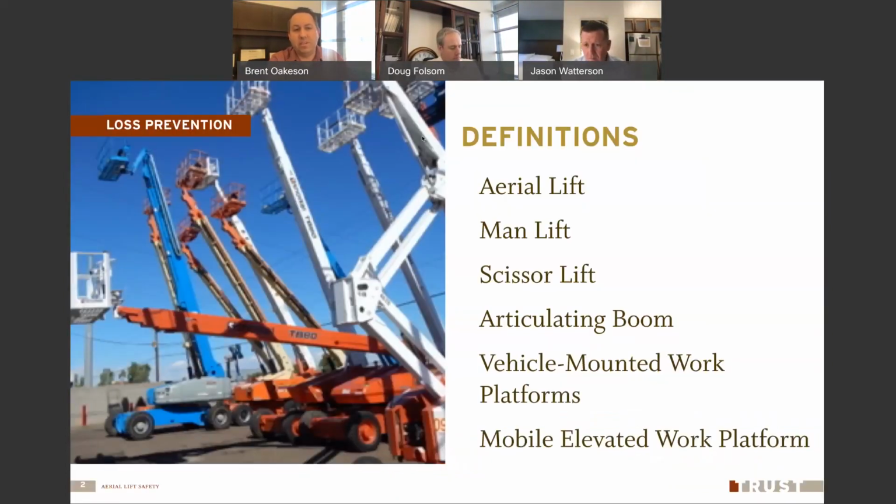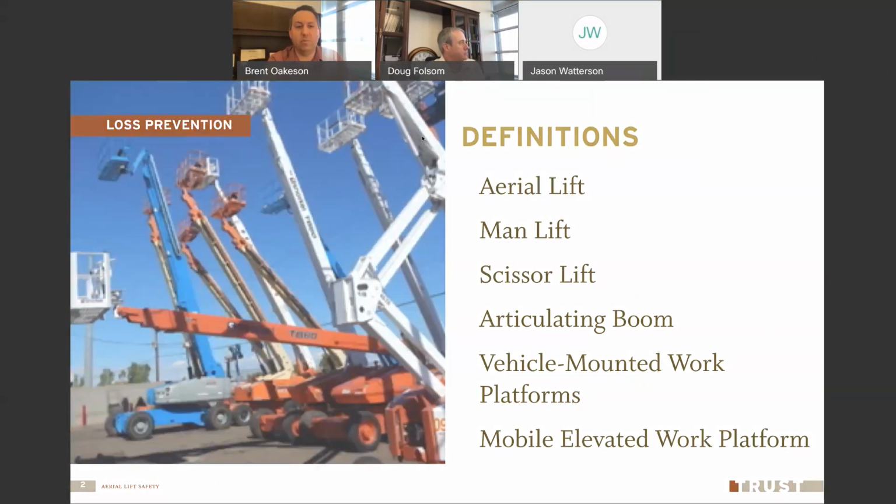There's lots of different types, and you can see in the picture there's many different models, there's different manufacturers. There's different uses of these types of lifts, and so we want to talk about those in general, the different types that are out there. So you might have heard them called aerial lifts, man lifts, scissor lifts, articulating booms, vehicle-mounted work platforms or bucket trucks. One of the new terms that they're using now is a mobile elevated work platform. That's part of the terminology in an ANSI standard. So there's lots of different names, but I'll show you some pictures. You might get an idea of what they look like and the types that you work with.